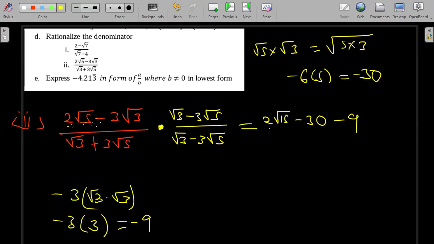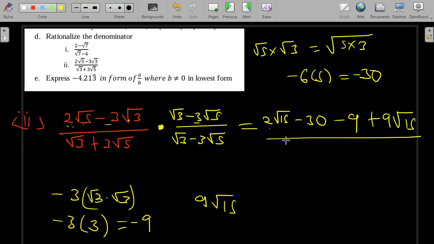And then this minus root of 3 multiplied by minus 3 root of 5, okay, it will be minus 3 multiplied by minus 3, 9. And then root of 3 multiplied by root of 5, we said it was what? Root of 15. So there it will be plus 9, okay, it will be plus 9 root of what? 15. Then divided by, okay?